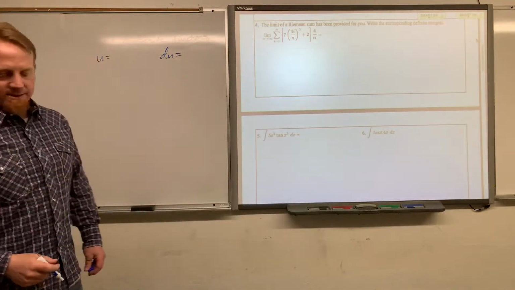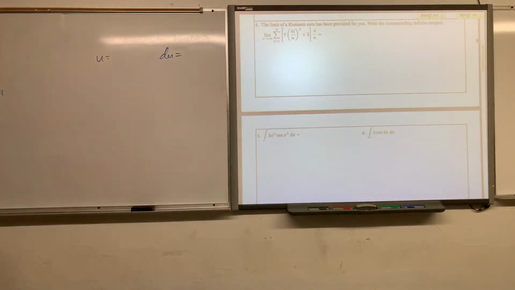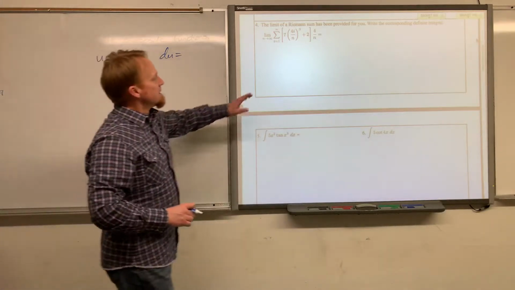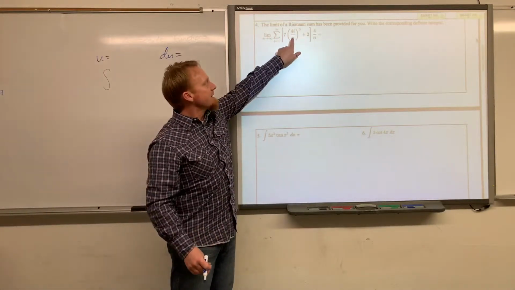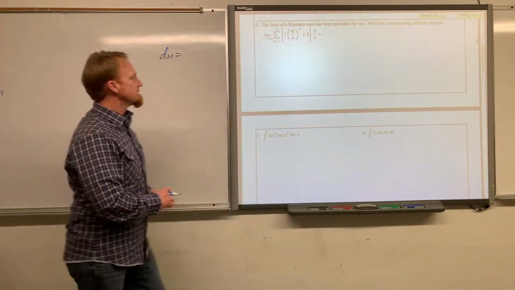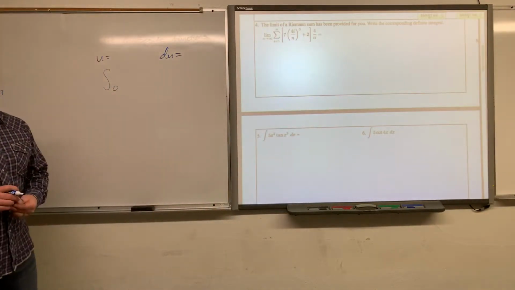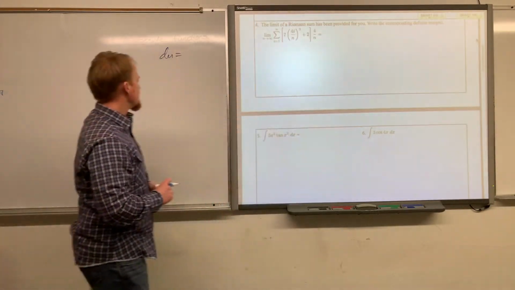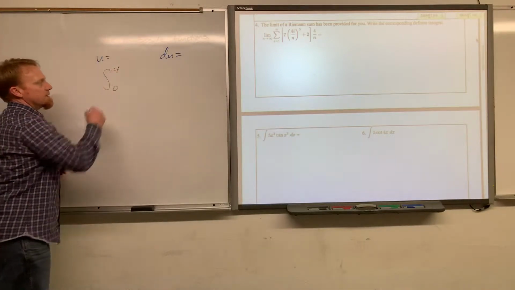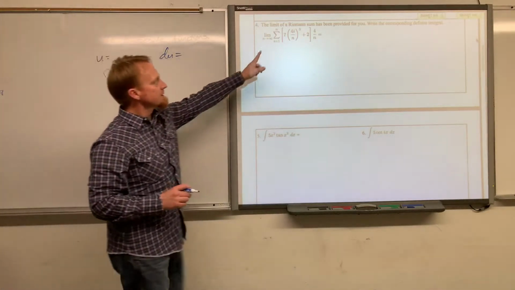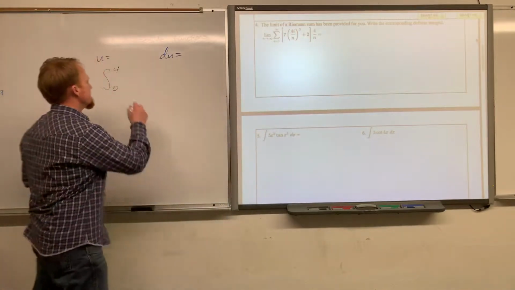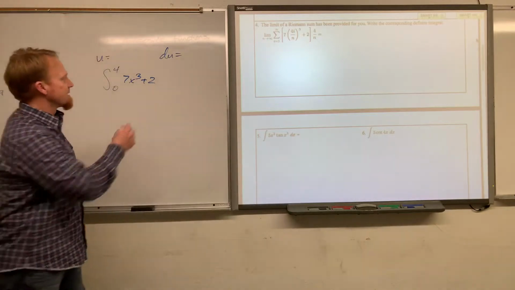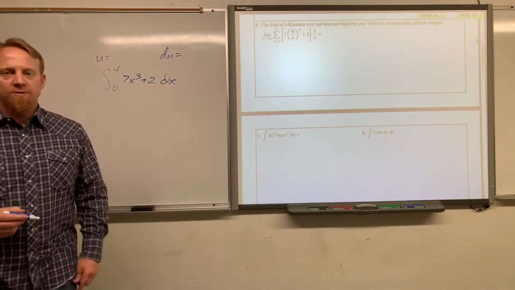Number 4, the limit of the Riemann sum has been provided to you. Write the corresponding definite integral. So we're going to have our integral. Notice there's nothing in the parentheses being added or subtracted to 4i over n. So that means my a is 0. Then I look here and I look here. I notice that b minus a is 4. So I need to go 0 plus 4, which means that's 4. Take this out, put the x inside of it. So that's 7x cubed plus 2. And then a lot of us on the quiz forgot to put the dx on there. Don't forget to put the dx on there.